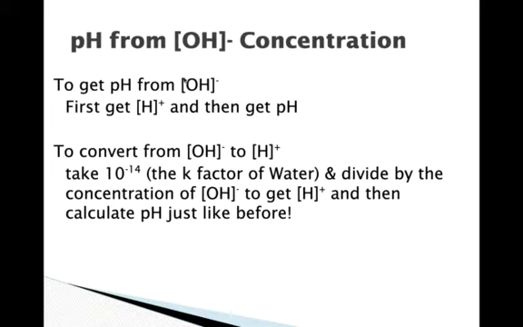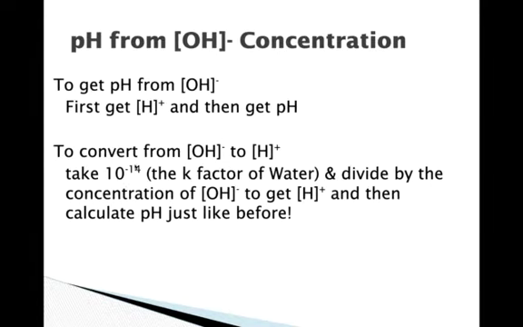So to get pH being given OH, first we need to have the concentration of hydrogen ions. We can't figure out pH just from hydroxide because pH is based on hydrogen ions. So we've got two steps. First, we have to figure out this concentration based on this one. Now we will talk more about the reasoning behind this step and why it works later. But for now, just to get you the formula, what you do is you take what's called the K factor of water. That's defined as 10 to the negative 14th. Again, don't worry too much about that definition now. We'll come back to it.